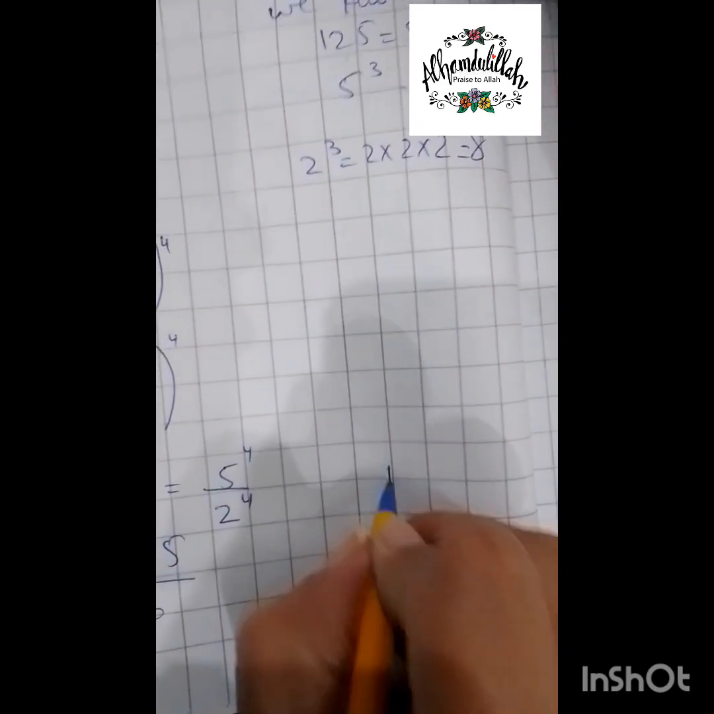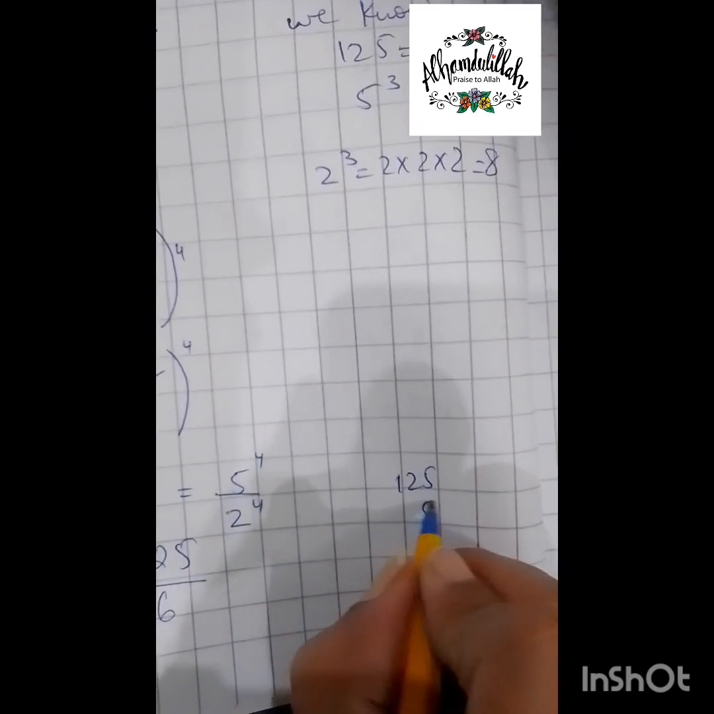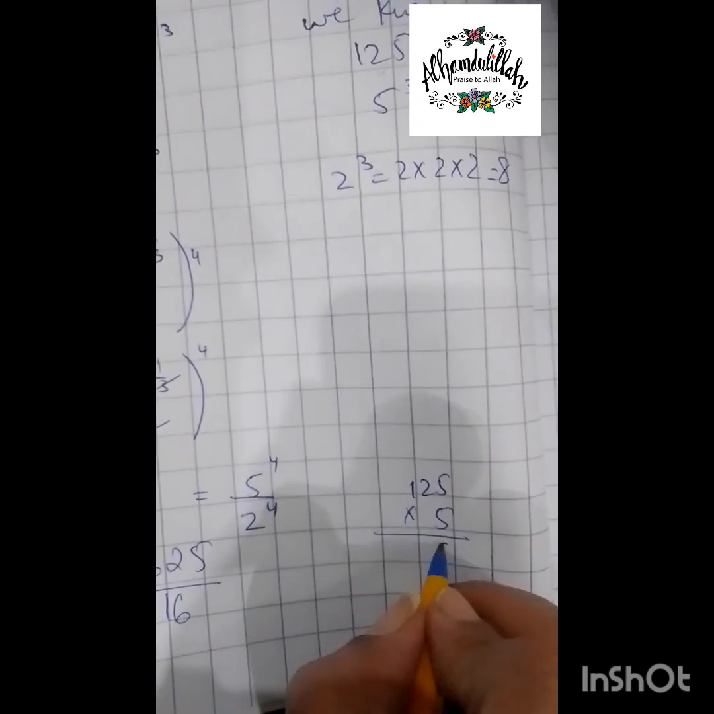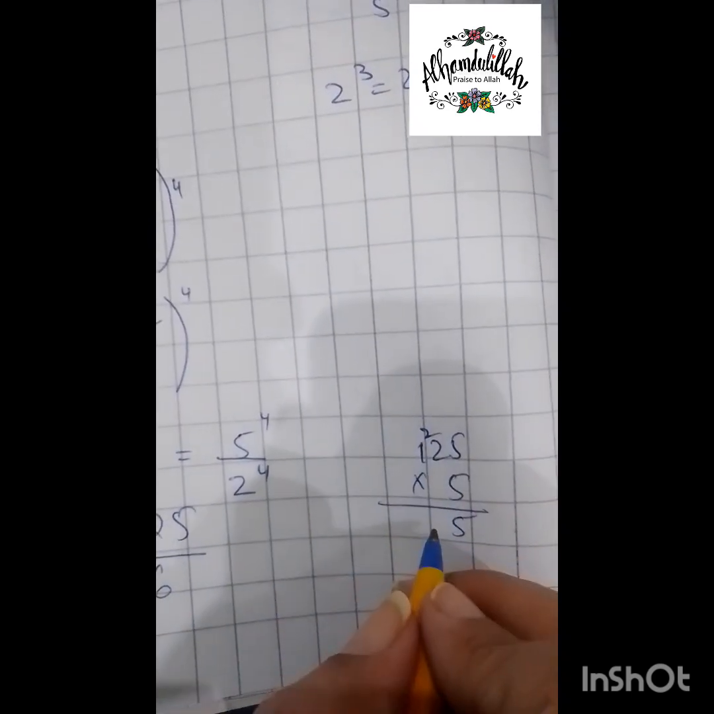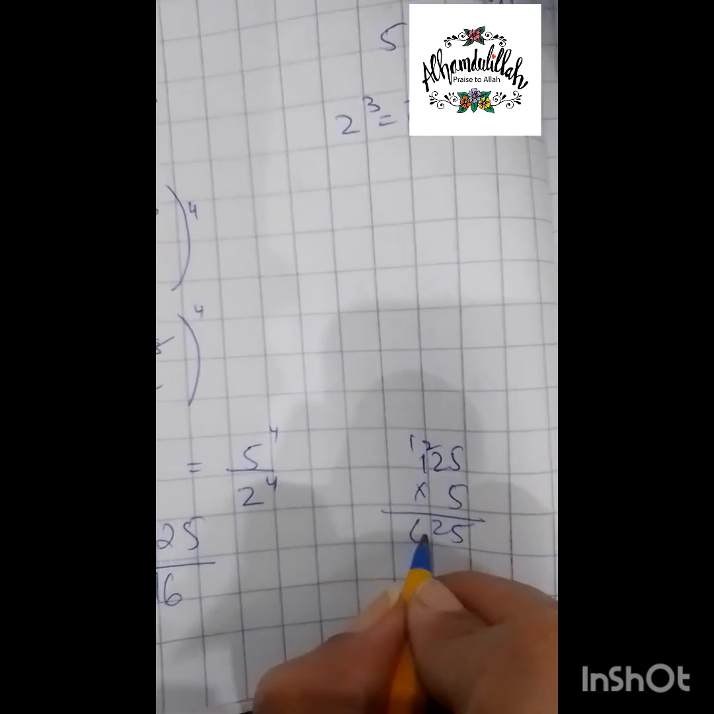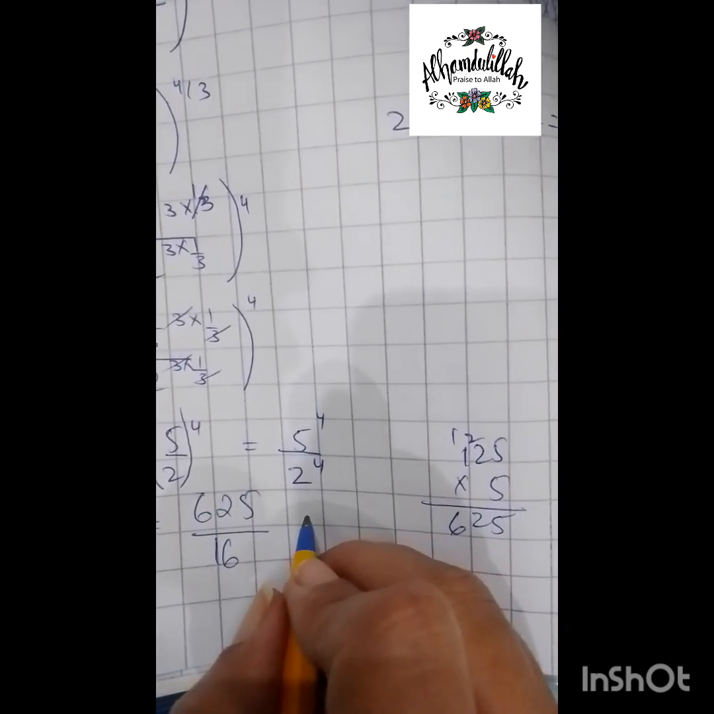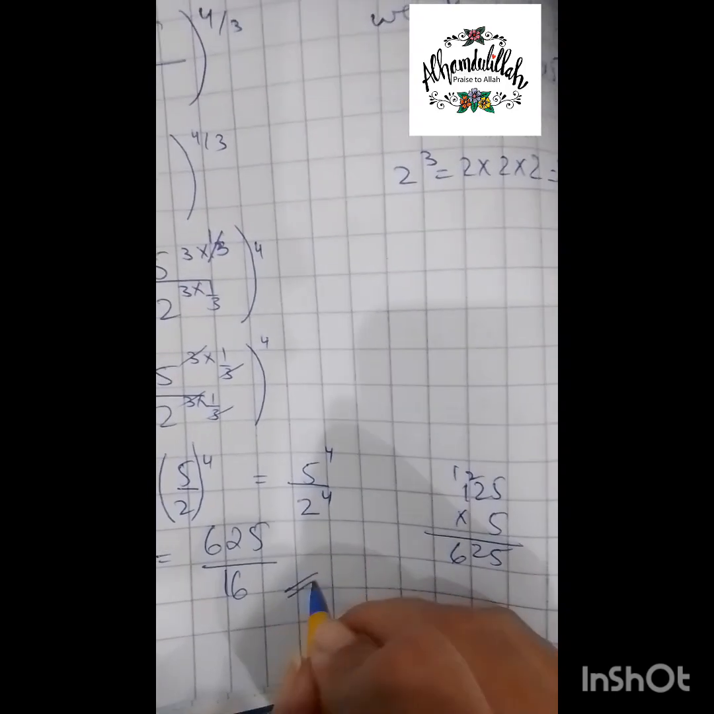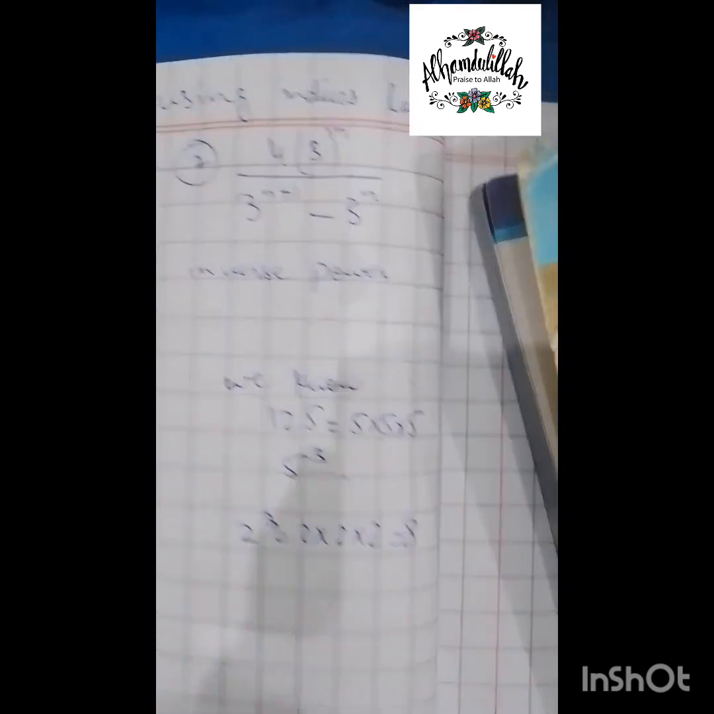You can leave it as it is, 5 raised to the power 4 and 2 raised to the power 4. Else you can write it as 5 upon 2 the whole to the power 4, or you can just open the exponents, writing all the numbers. This is up to you.